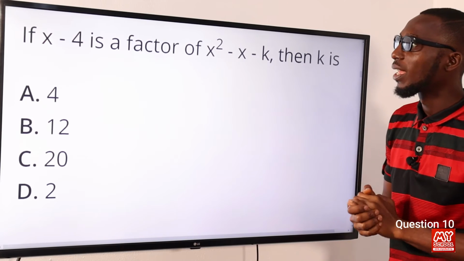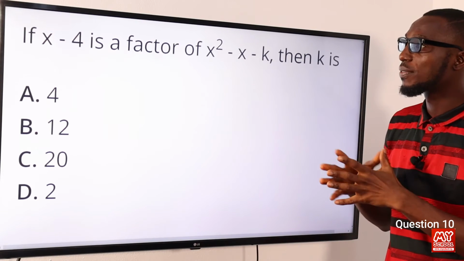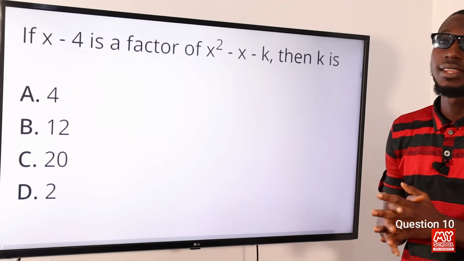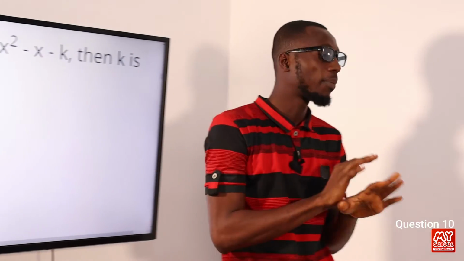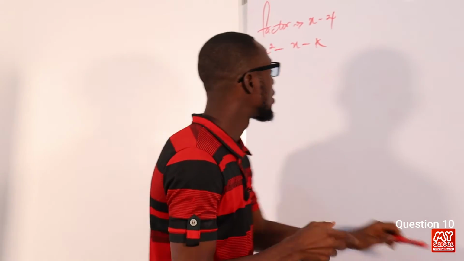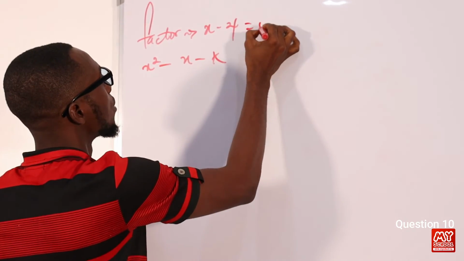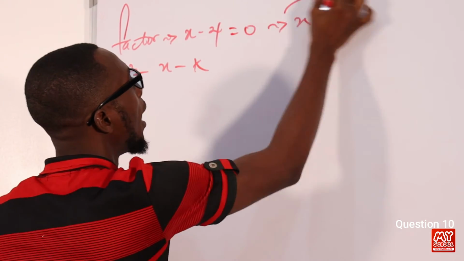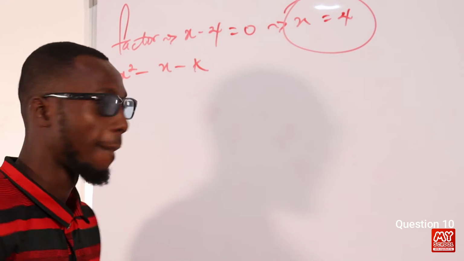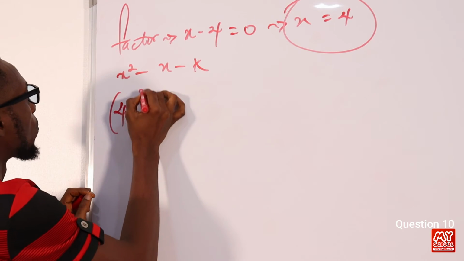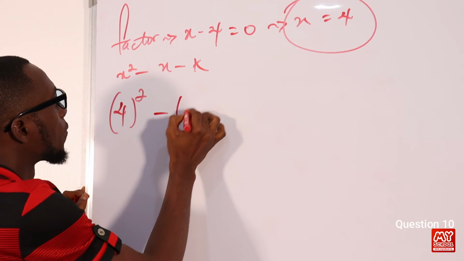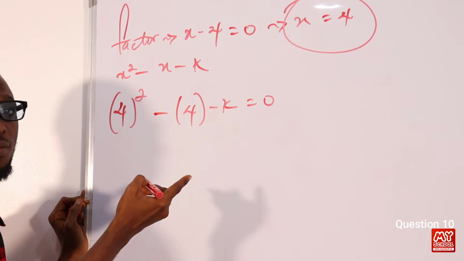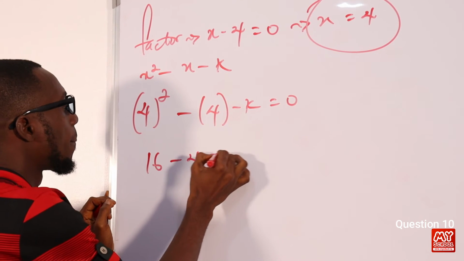Question 10. If x minus 4 is a factor of x squared minus x minus k, okay, then k is what? All right, so this is just super easy for us to solve. All we need to do is, since x minus 4 equals 0, that means x, when you send 4 outside, it becomes positive, equals 4. So anywhere we find x, we replace it with 4. So let's do that here. So we have 4 raised to power 2, isn't it? Minus 4 minus k equals 0.